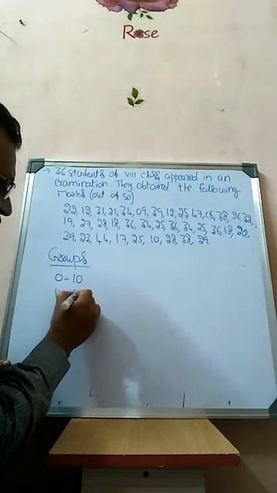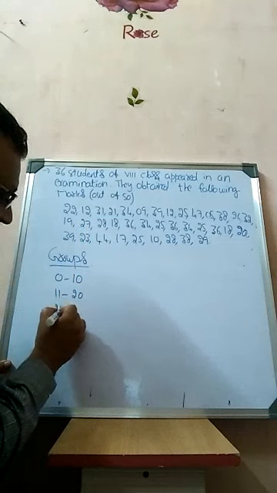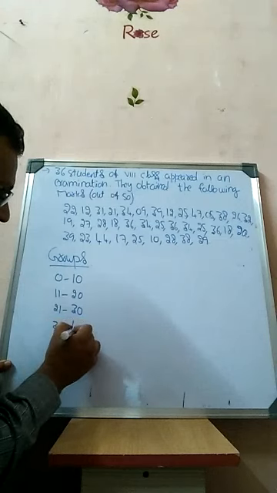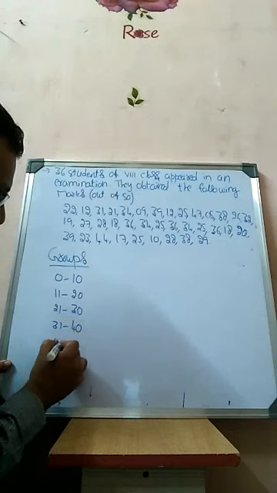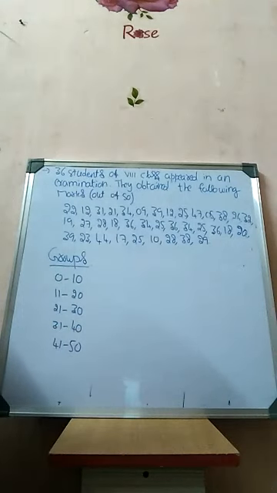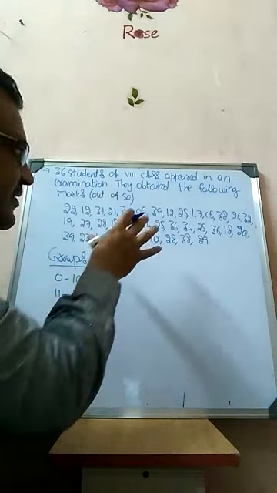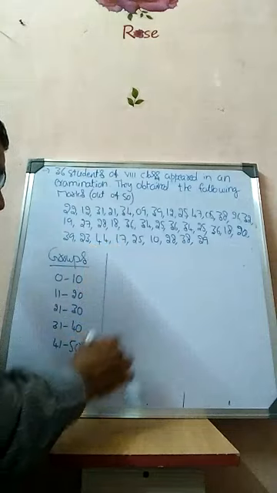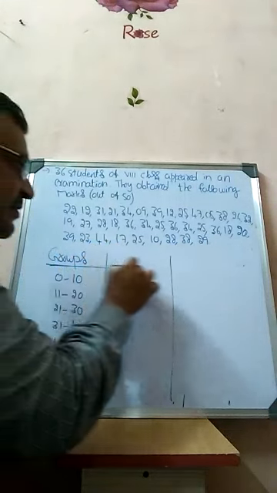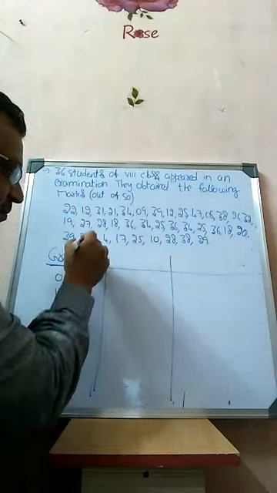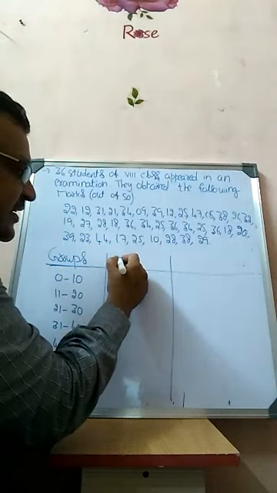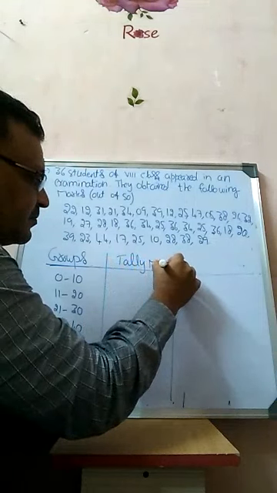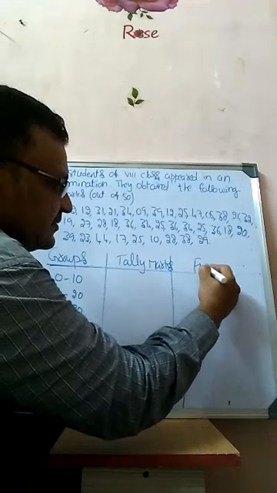The second group is 11 to 20. Then the third group is 21 to 30. Then the fourth group is 31 to 40. Then the fifth group is 41 to 50. So I divided the given information into 5 groups. Then I will prepare the frequency distribution table now, with 3 columns. The first column is groups, the second column is tally marks, and the third column is frequency.